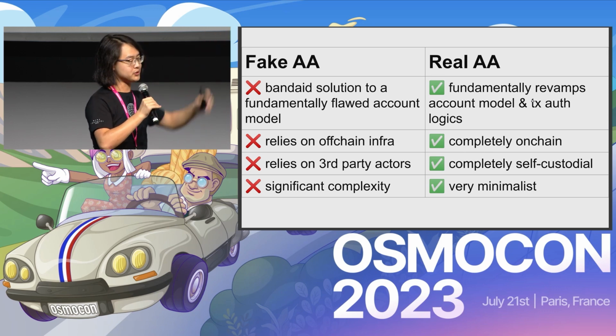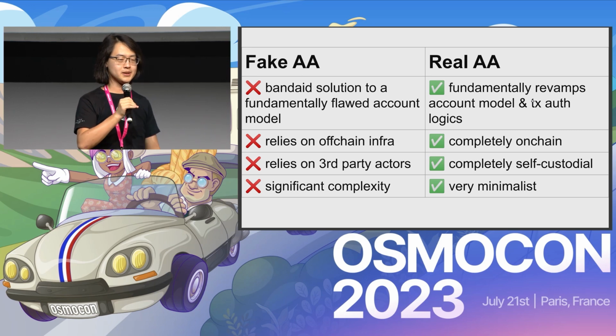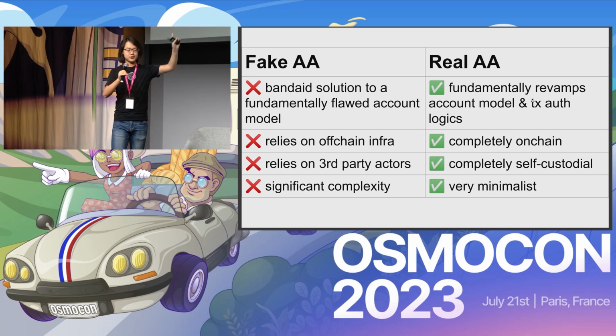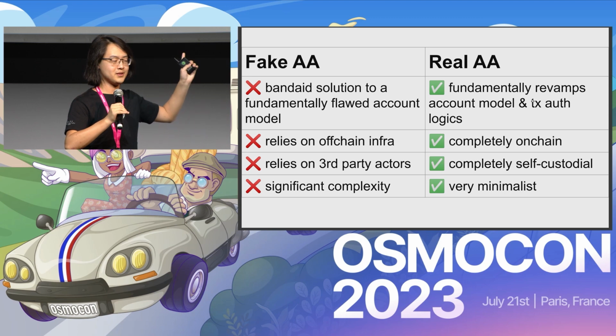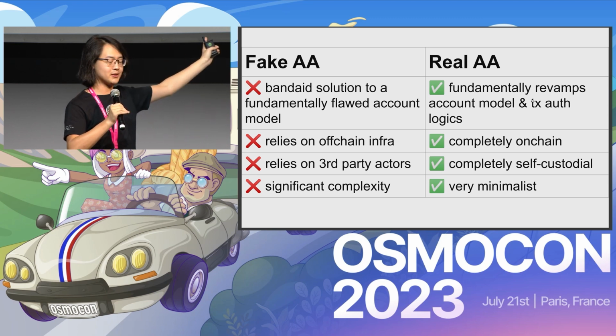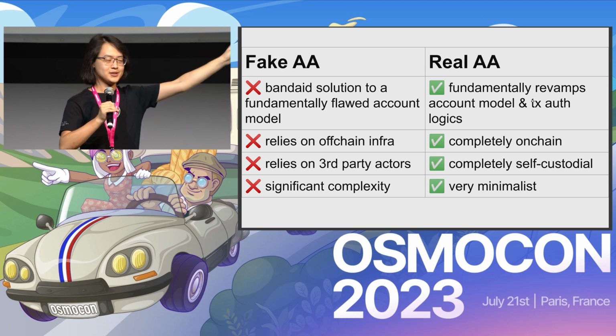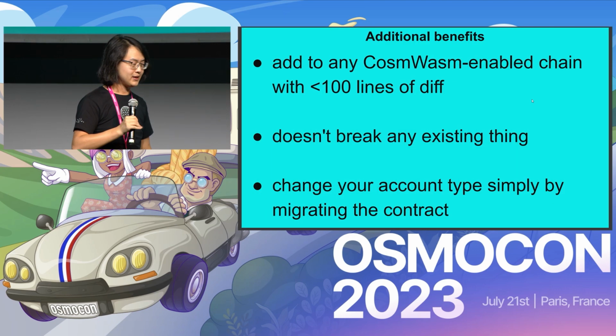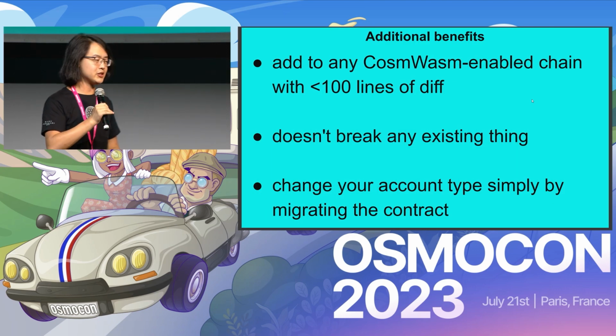The traditional solutions rely on off-chain infrastructure. My solution does not rely on infrastructure. It's purely on-chain. Traditional methods rely on third-party actors. My method does not rely on third-party actors. Traditional methods have significant technical complexity. My solution is very minimalist. And there are a few additional benefits.